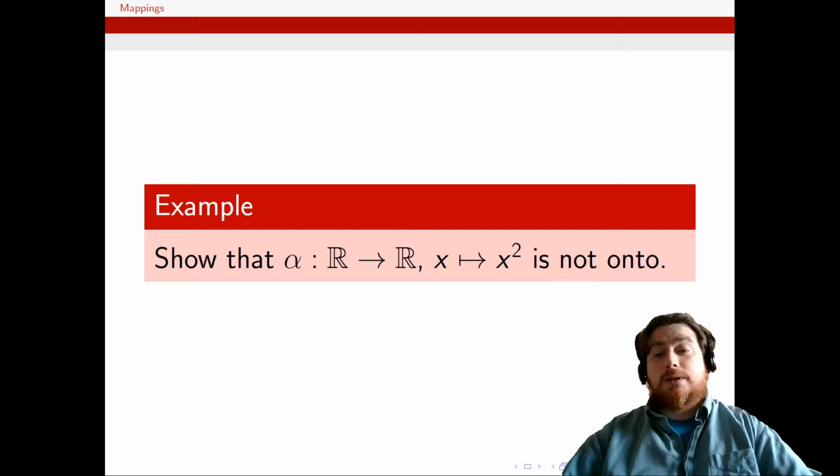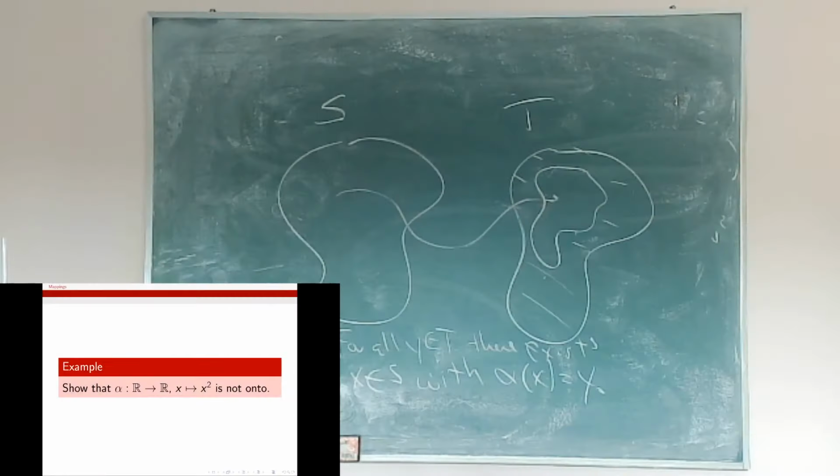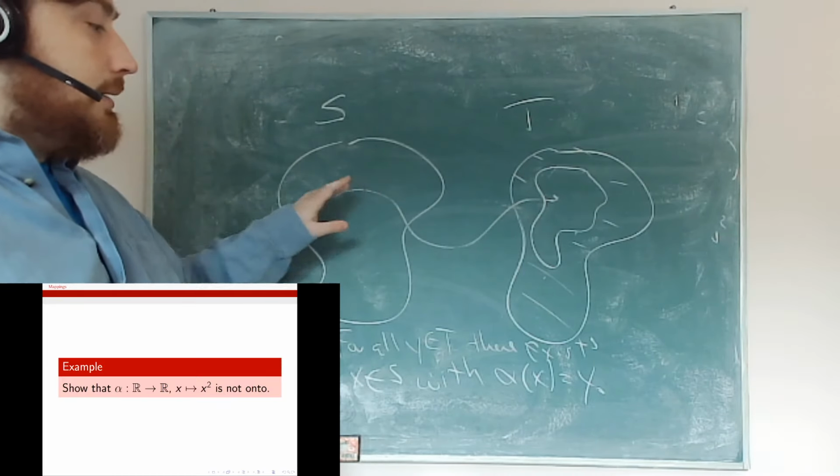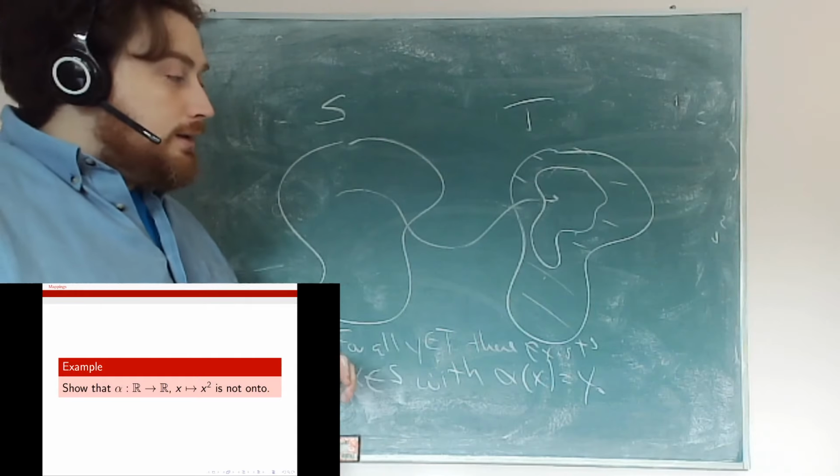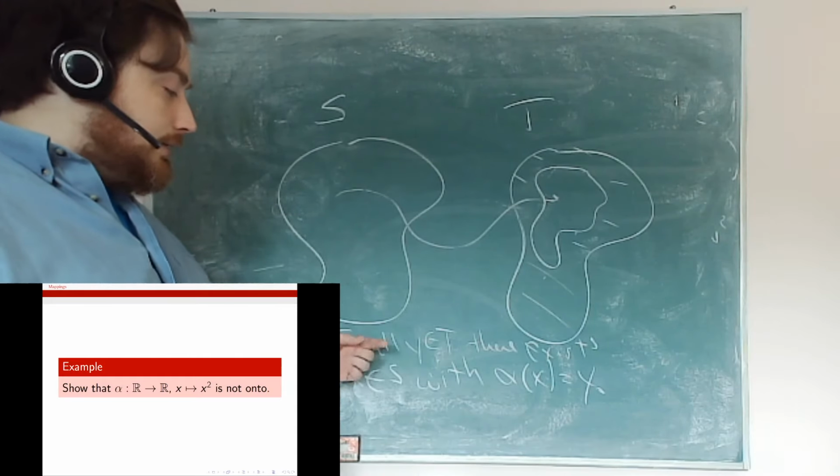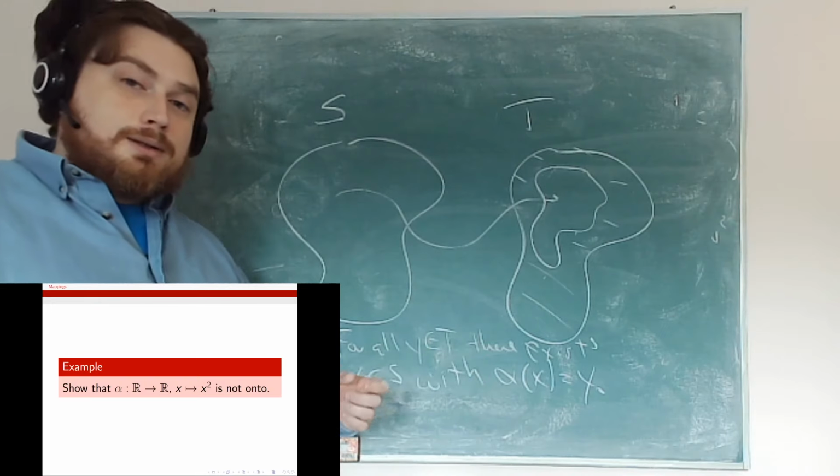Alright, so now let's work with the proof based on onto. So let's suppose that alpha is a mapping from R to R. Can we show that x to x squared is not onto? Well, if we look at what we've done at the chalkboard already, a mapping is onto if for everything in the codomain there exists something in the domain that gets mapped to it. So if we want to show something is not onto, we have to negate this statement.